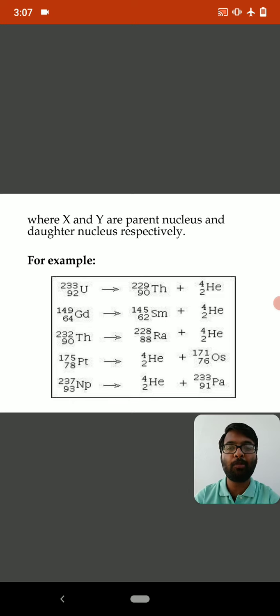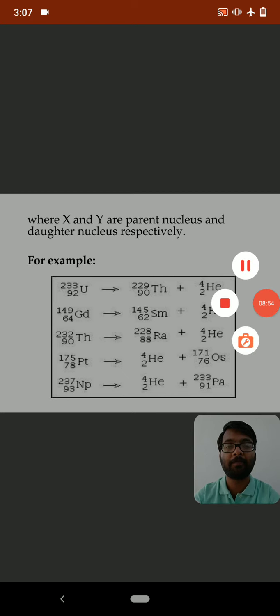Similarly, gadolinium-149 undergoes alpha decay with the formation of samarium-145 as the daughter nucleus. The third example is thorium-232, which undergoes alpha decay to form radium-228 as the daughter nucleus. Similarly, platinum-175 undergoes alpha decay with the formation of osmium-171 as the daughter nucleus, and neptunium-237 undergoes alpha decay with the formation of protactinium-233 as the daughter nucleus.